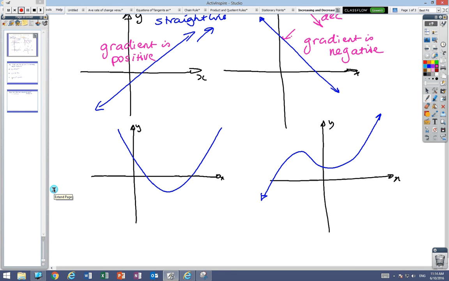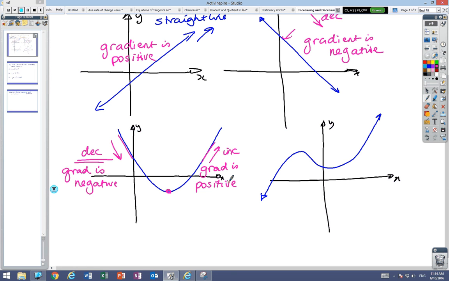So for instance, in this parabola here, the function is decreasing in this section, and the function is increasing in this section, and here it's not doing anything, and we'll look at that in another video. But you can see that on this side, if I drew a tangent, the gradient is negative. Now on this side, if I did a tangent, the gradient is positive. So hopefully you get an idea. Doesn't matter what the shape is.